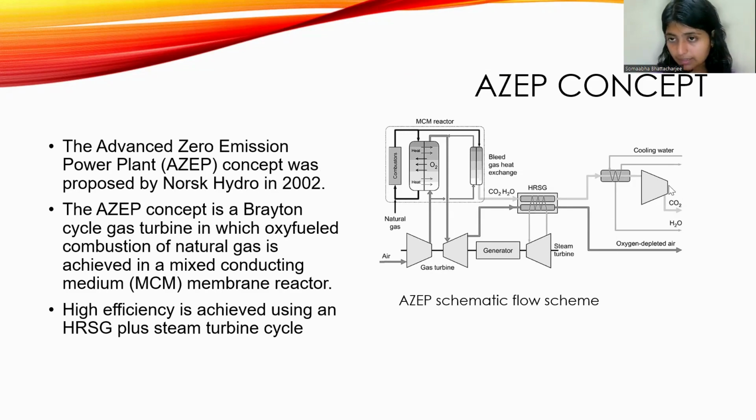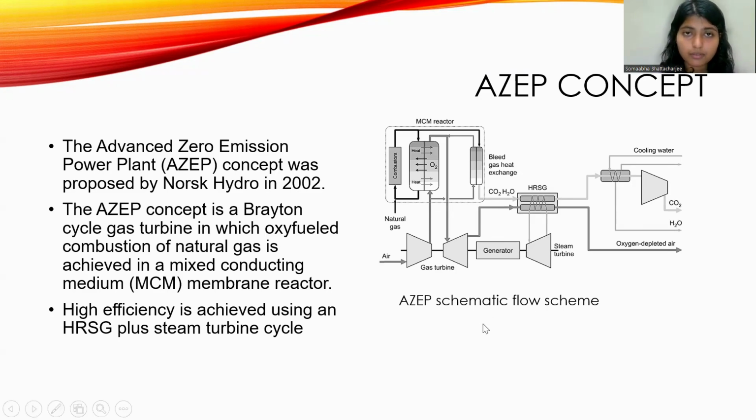As we can see, in the end we get a pure stream of carbon dioxide, and we get other products as well, such as H2O and oxygen depleted air. These are the side products. So in this AZEP, we can achieve high efficiency by using an HRSG plus steam turbine cycle. Here is the steam turbine cycle, HRSG plus steam turbine. This is used for increasing the efficiency of the AZEP power plant.